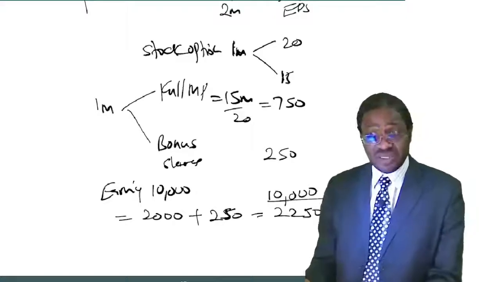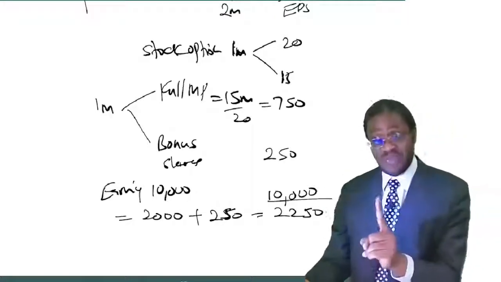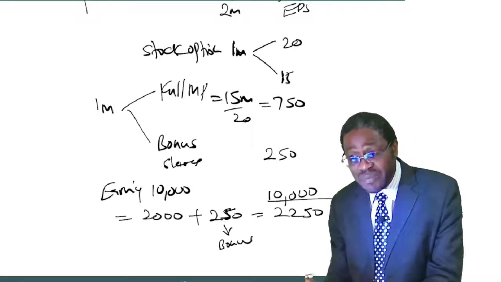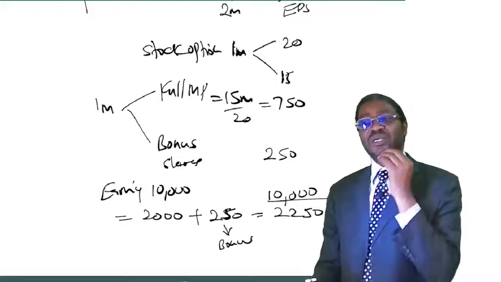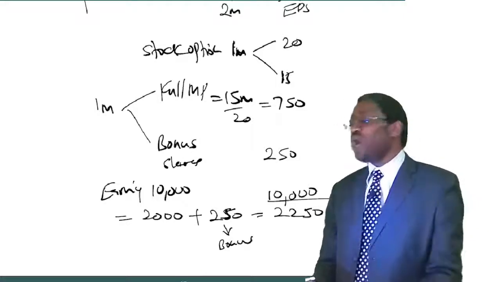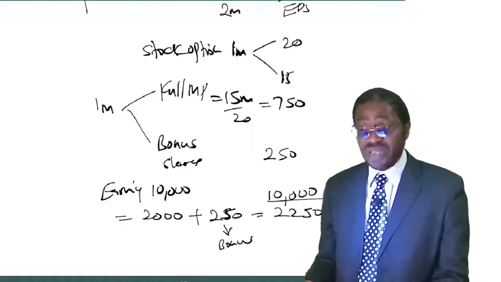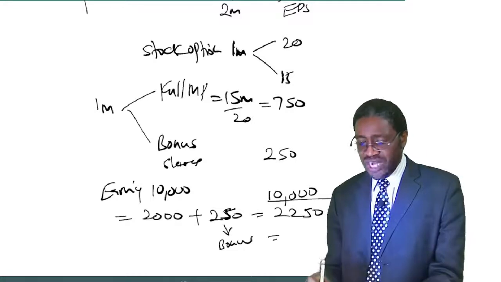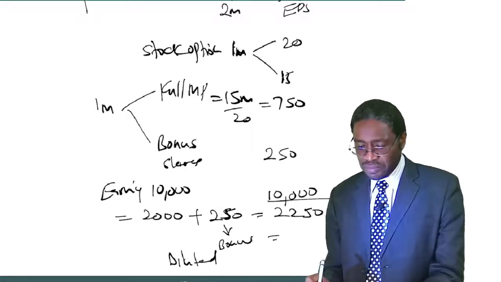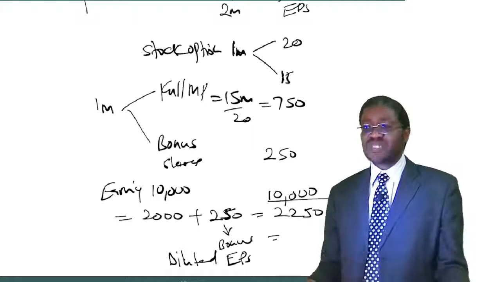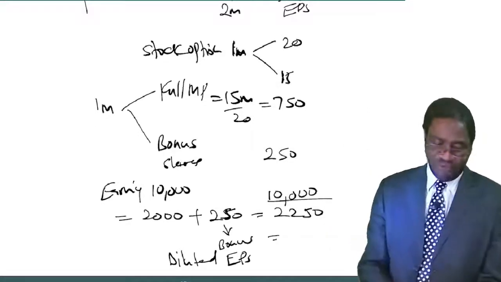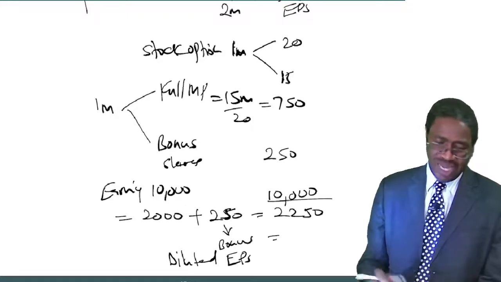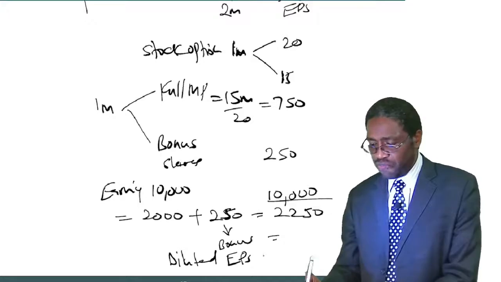But then, to the number of shares used for basic EPS, I have said you add the bonus share element in the stock option. That is what you add. So in this case, your diluted EPS now will be how much? What is 10 million divided by 2250? That comes to about 4.4.